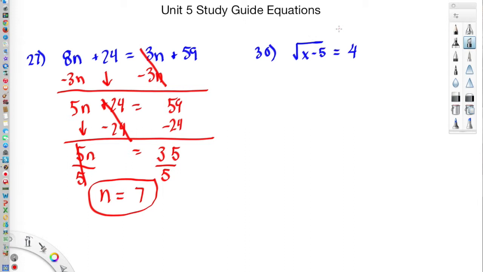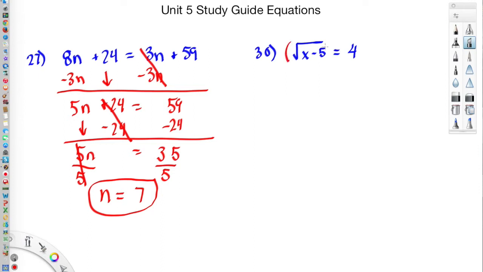Now, number 30, I've got a radical. Okay, now still the same process. You want to ask yourself, okay, what's happening here to my variable? Well, actually, it's what's happening to the variable minus 5. X minus 5, I need to find the square root of that. Okay, well, I want to get rid of this radical.